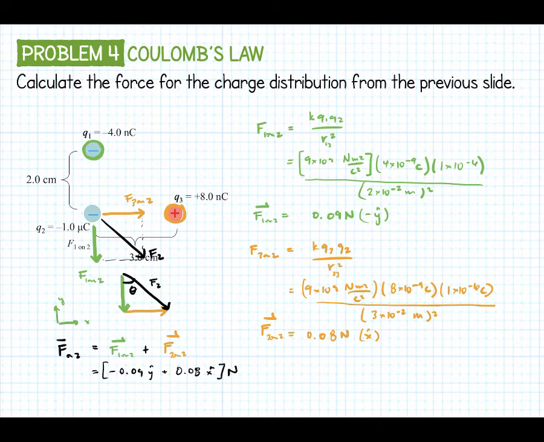This is a vector F2. The way this works is you just do the Pythagorean theorem. So this is going to be the square root of 0.09 newtons, and there's a negative there, squared, plus 0.08 newtons squared. You plug these things in, and that's going to give you a magnitude of 0.12 newtons. That is our magnitude of F on 2.